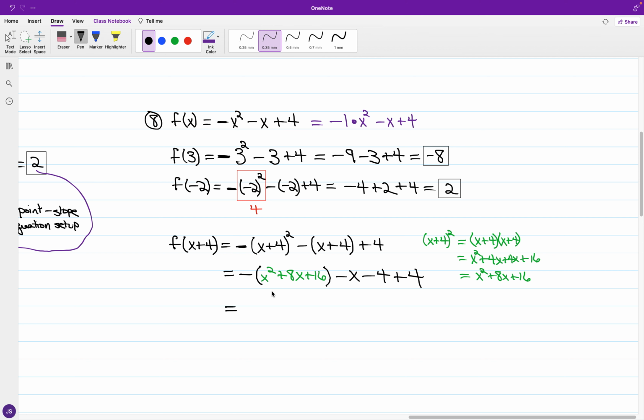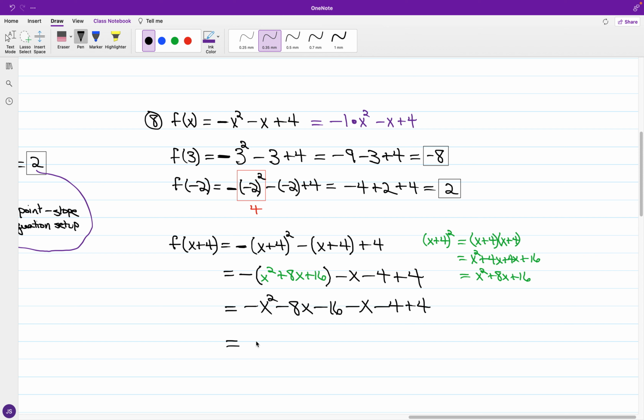Okay, so got the negative sign. So all these positive terms will become negative. So got negative x squared, minus 8x, you got minus 16, and you got minus x. Now, you can go ahead and cancel out the negative and positive 4. And just accumulating the like terms.